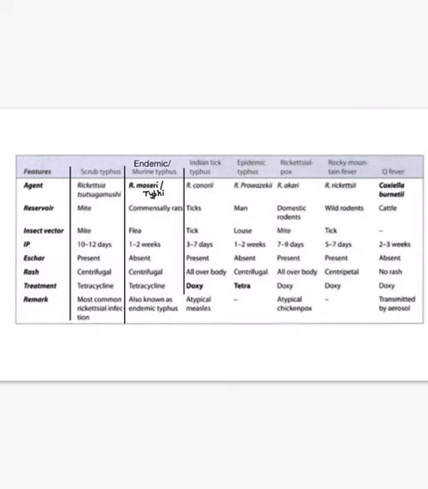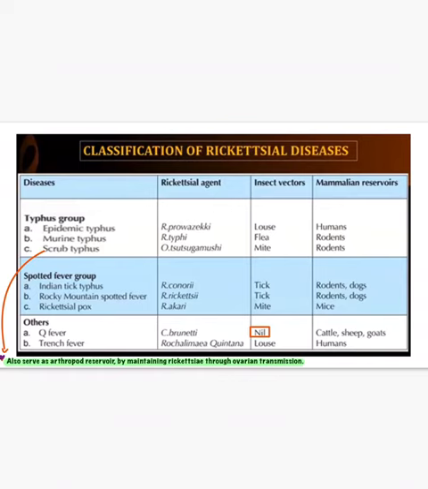First of all, rickettsia is divided into groups. Basically, you have the typhus group, the spotted fever group, and the others. All the organisms that have typhus in the name belong to the typhus group: epidemic typhus, murine typhus (also known as endemic typhus), and scrub typhus. Typhus is there in the name.